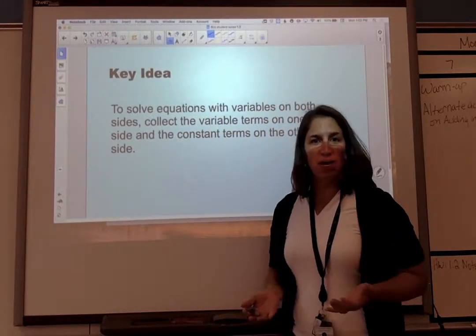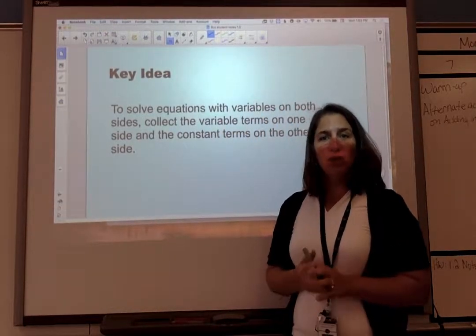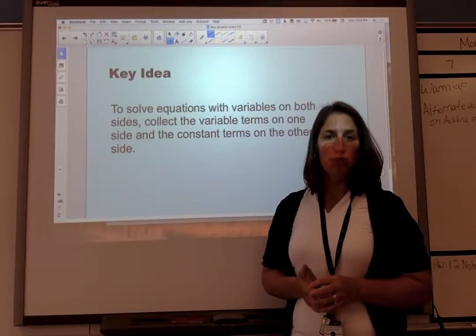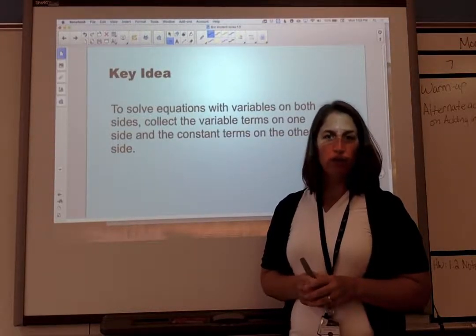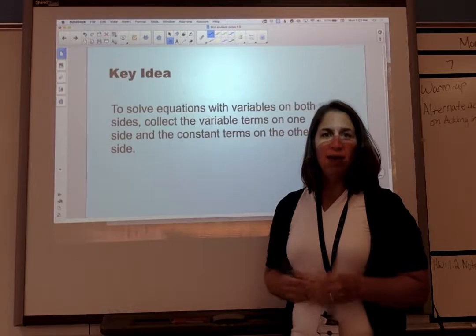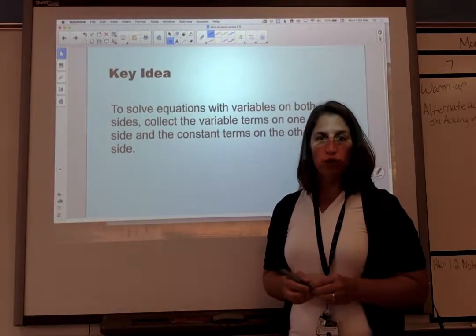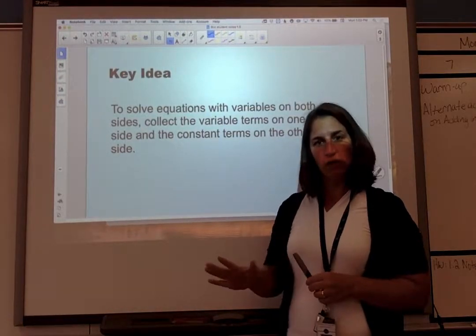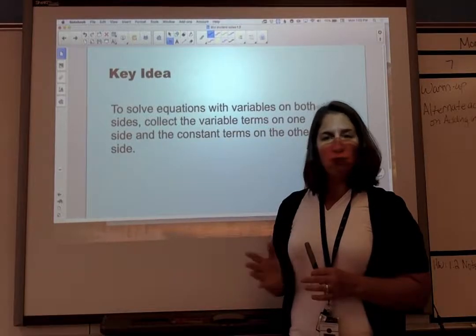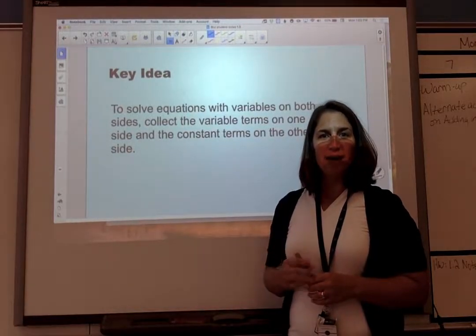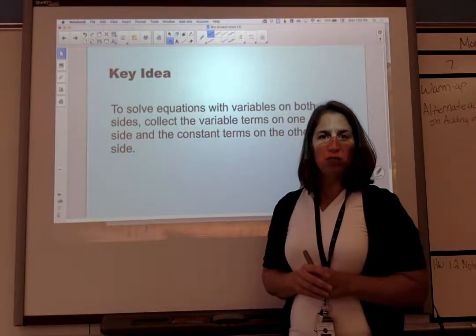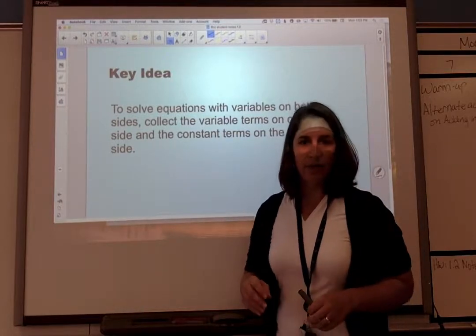So to start off with, we have this key idea. To solve equations with variables on both sides, we need to collect the variable terms on one side and collect all the constant terms on the other side. So the variables go on either the left or the right, and then put all of the terms that just have numbers on the opposite side from that.